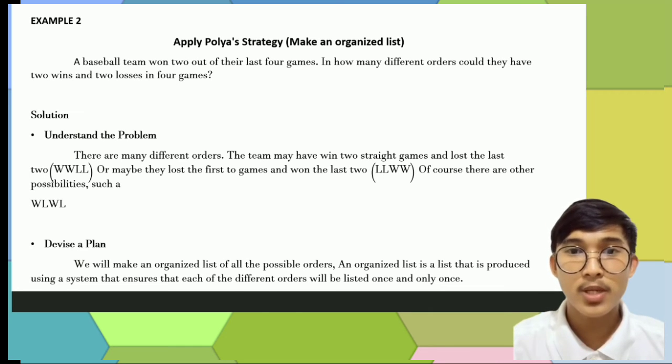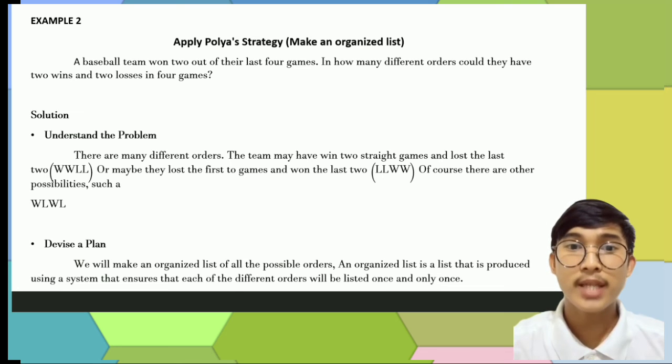Example, apply Polya's strategy. Make an organized list. The problem. A baseball team won 2 out of their last 4 games. In how many different orders could they have 2 wins and 2 losses in 4 games? So here's the solution. Let's apply Polya's 4-step problem-solving strategy.